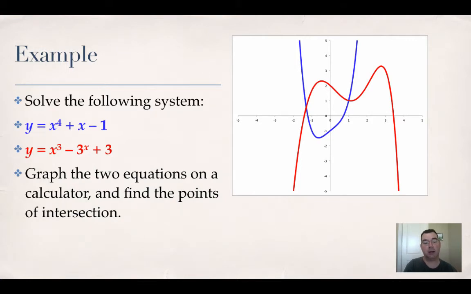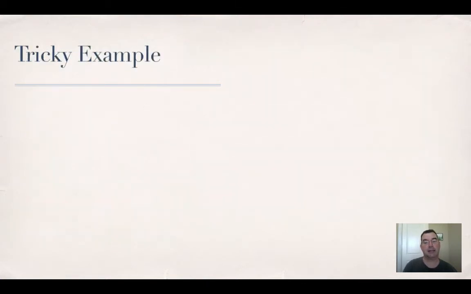So I graph them on a calculator and I find the points of intersection. My calculator is going to tell me that one of them is at negative 1.3 and 0.561, and the other point of intersection is very simply at 1, 1. Okay, so that's how you find them.